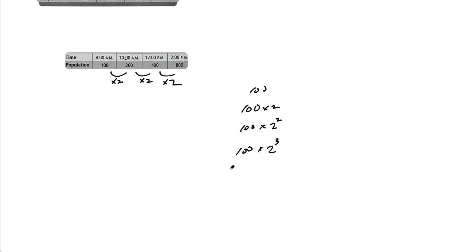Right? 2, 3. Okay. You can even say this is 2 to the power of 0, because 2 to the power of 0 is 1. I put that there to show you, okay, to make the pattern more obvious.